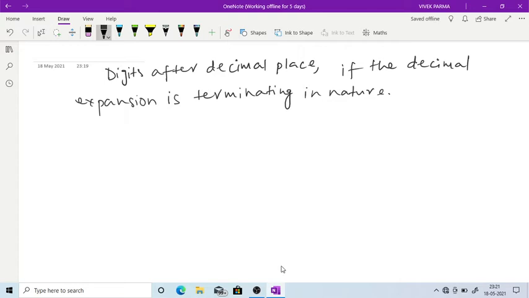In the previous video of real numbers we have already discussed the decimal expansion of terminating and non-terminating repeating, right? So this terminating decimal expansion will determine how many digits are possible after the decimal place, right? So first we will see, if we have p upon q as a rational number where q is of the form 2 to the power n into 5 to the power m, right?